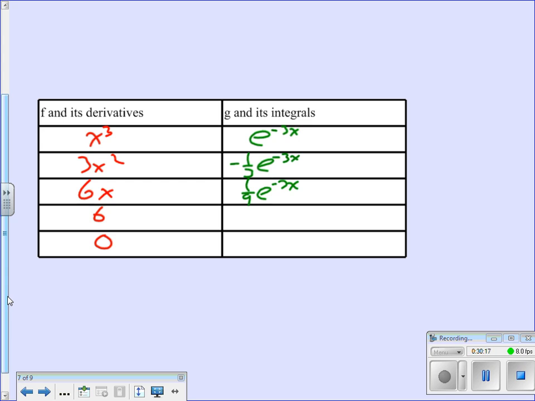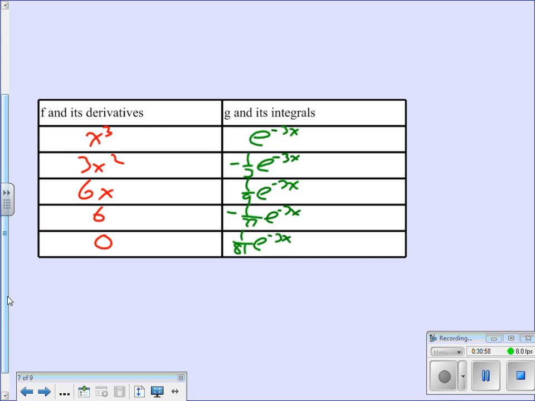The antiderivative of that, negative 1/27 e to the negative 3x. And the antiderivative of that will be 1/81 e to the negative 3x. If you don't believe me, take the derivatives and work your way up and see if you match. Remember, when you're doing antiderivatives, you have to account for the constants. You have to account for those kinds of things. Okay. I got the table filled.